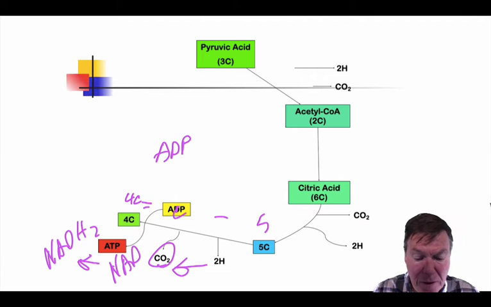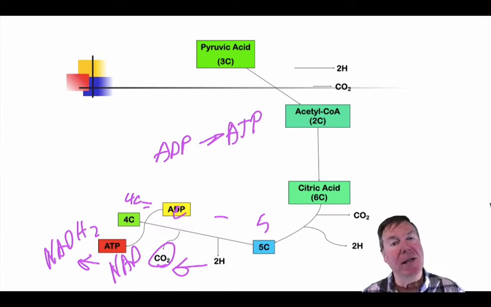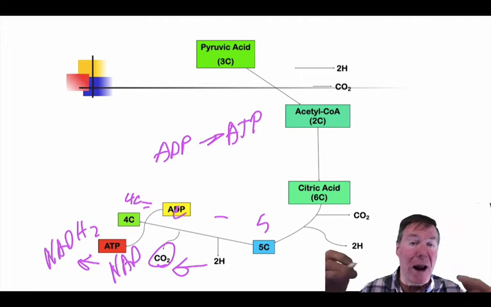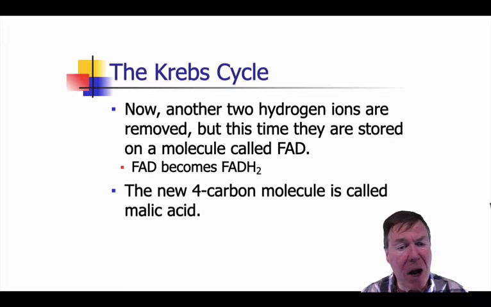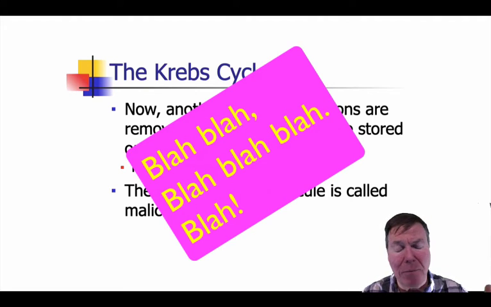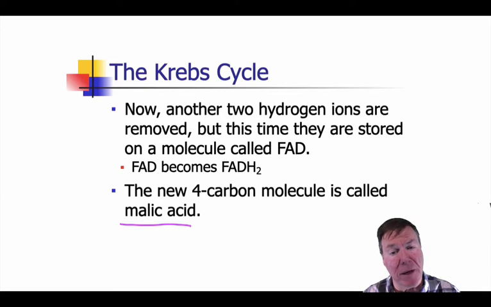ADP. We get enough energy to attach a phosphate to ADP, diphosphate, and turn it into ATP, adenosine triphosphate. We now have 1 more ATP molecule. So 2 more hydrogen ions and so on. The 4-carbon is called malic acid. That's what this 4-carbon is going to be called. Okay? Now, how's that look?